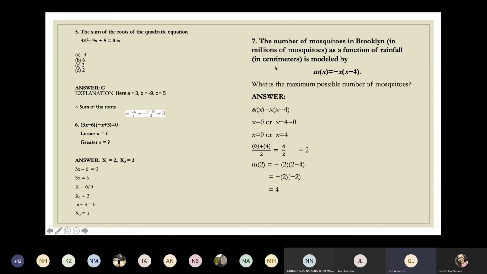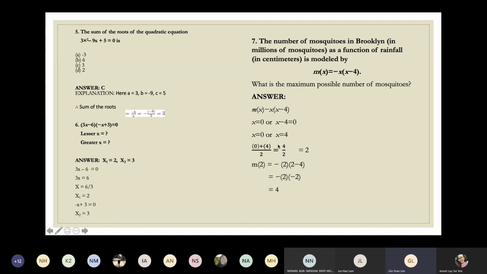So now question 7. The number of mosquitoes in Brooklyn as a function of rainfall is modeled by M(x) equals negative x times x minus 4. So what is the biggest possible number of mosquitoes? You are given a quadratic function there. To get this, you assume that M(x) is equal to 0. Then you will get negative x equals to 0, which means x equals to 0, and x minus 4 equals to 0, which gives x equals to 4.